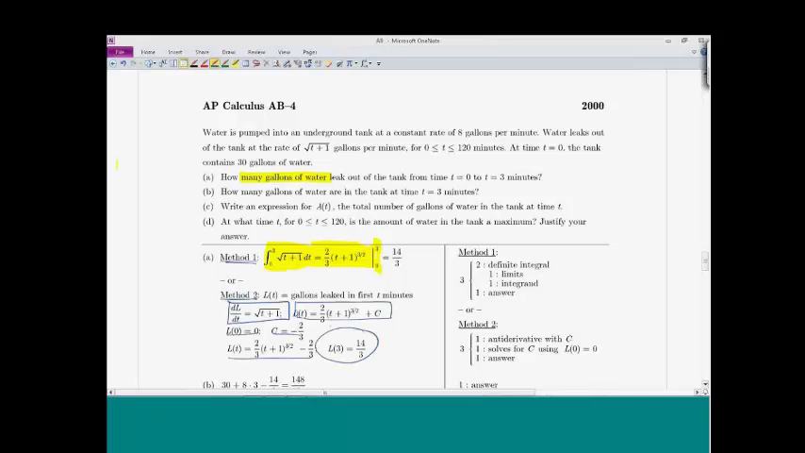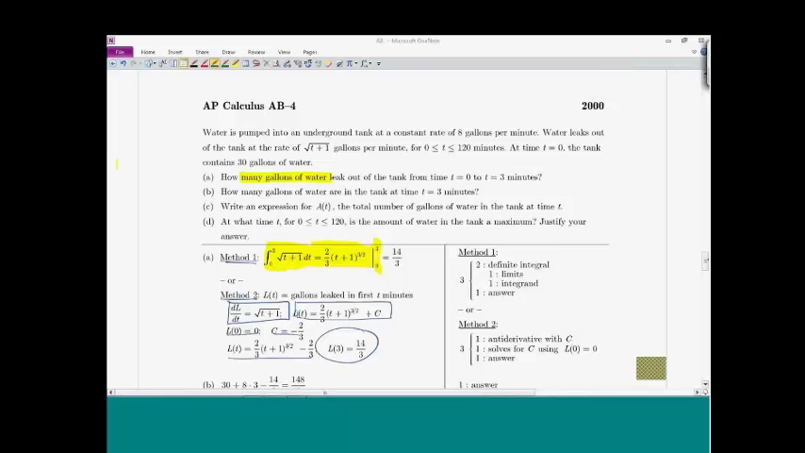Either way is correct, either way is legitimate, both ways get full credit, but I hope you agree that method 1 is a lot quicker than method 2. So anytime you need an amount, you integrate a rate. Okay? And then they did more with this problem.